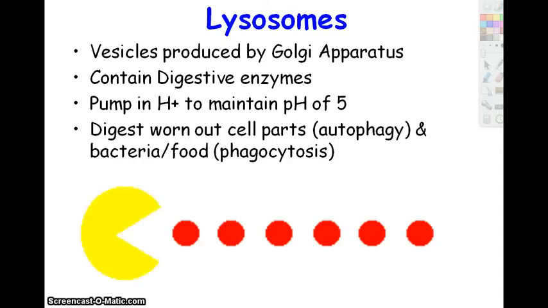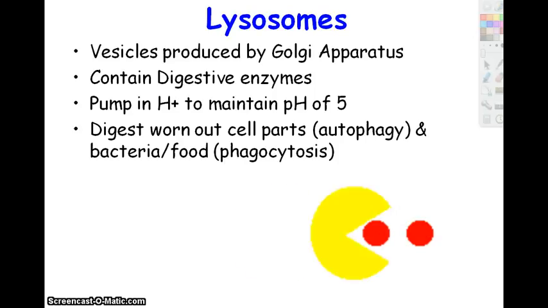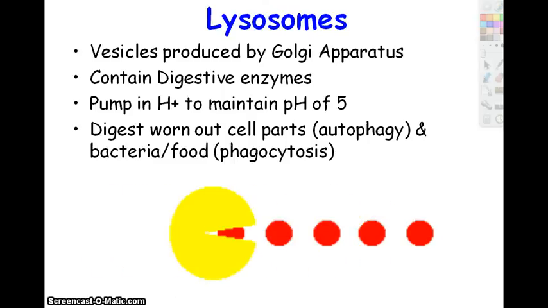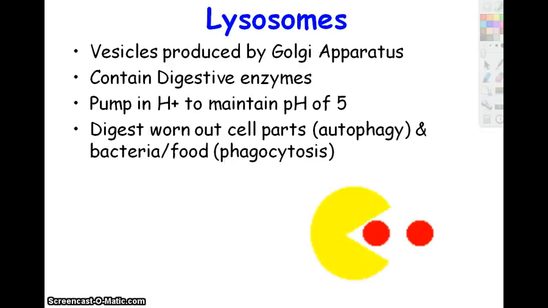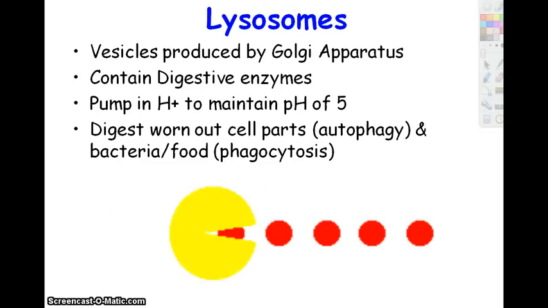They can either digest worn out cell parts. In other words, white blood cells, yes, they fight bacteria, they would have a lot of lysosomes. But other cells would have lysosomes too, because lysosomes also break down old cell parts. You can write autophagy. And I also say phagocytosis. So phagocytosis would be cell eating. It would literally eat something and digest it.